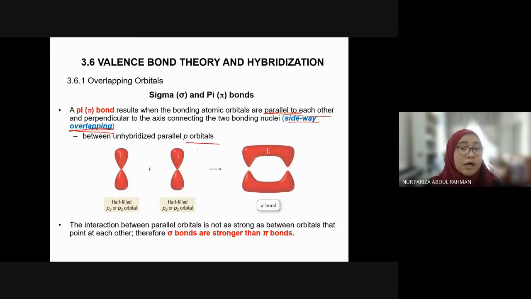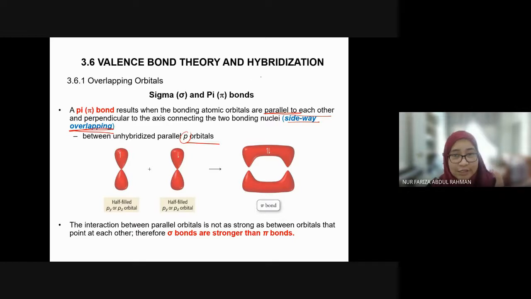So pi bond can only form between p dengan p ataupun d dengan d. Tapi d tu dah complicated lah. Normally untuk syllabus kita p dengan p. S tak ada. Sebab apa s tak ada? Sebab s after all dia bulat. Dia overlap macam mana pun still nampak sama. Okay, itu kita consider sebagai sigma. Dia tak ada pi. Pi ni maksudnya dia sideway.